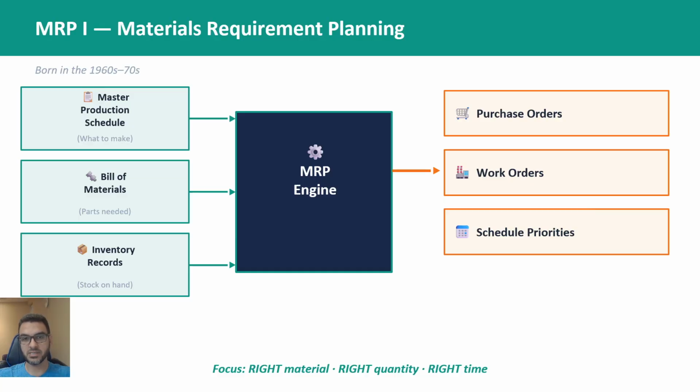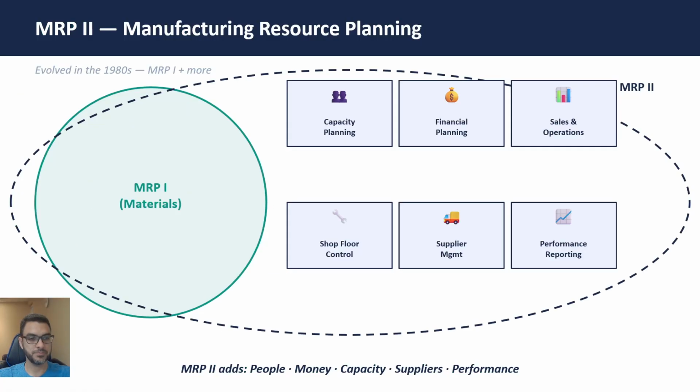For example, let's say that you need to manufacture 100 bikes. Each bike requires 2 wheels. You currently have 50 wheels in stock. The MRP will do the math and will tell you that you need to order 150 more wheels by a specific date.